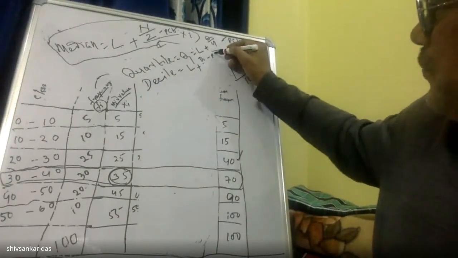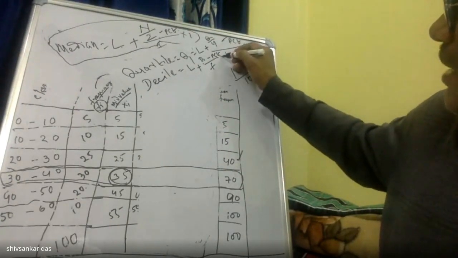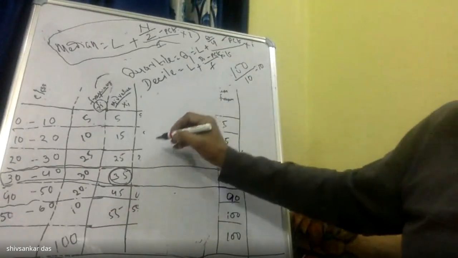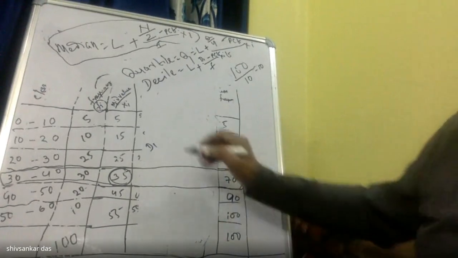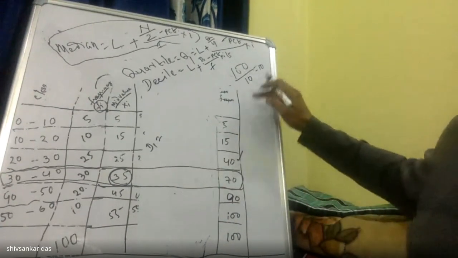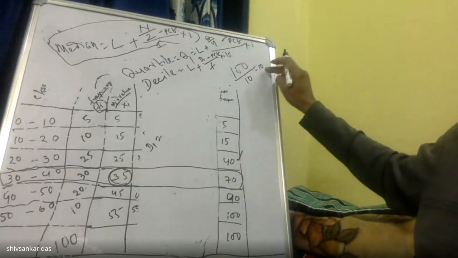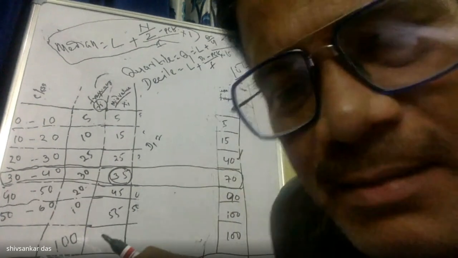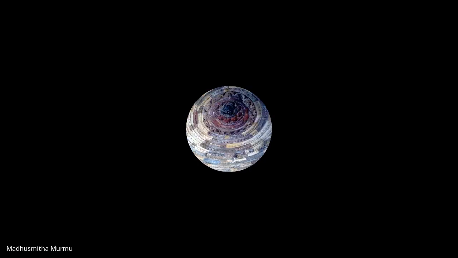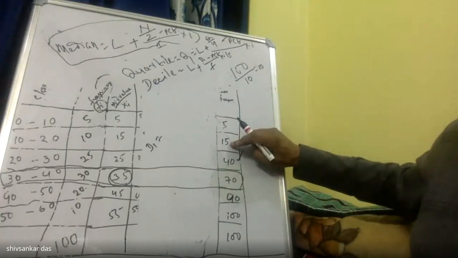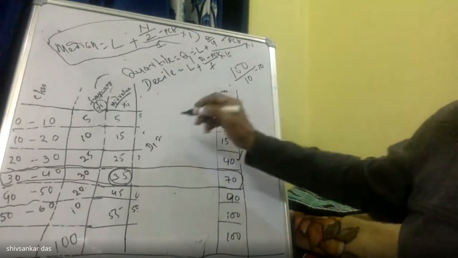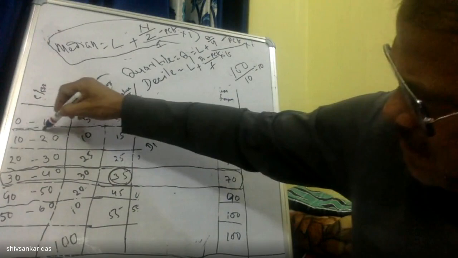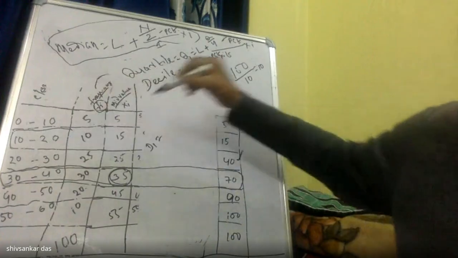Decile 1: D1 = L + ((D1 − PCF)/F) × I. So I'm making the calculation here. Decile D1, we'll say D1 is equal to 10. Where is 10? In the first decile, where is 10? It is in the 10 to 20 class interval. So the first decile class is 10 to 20.